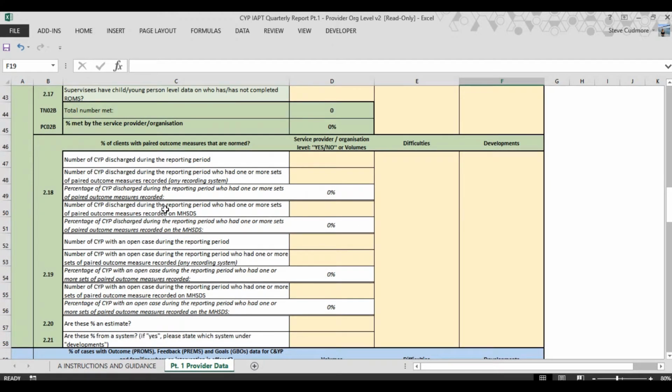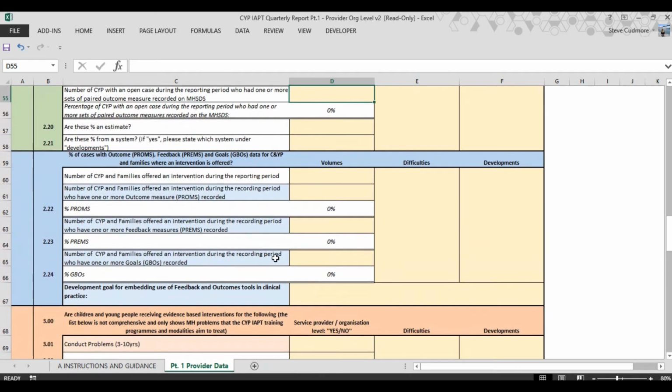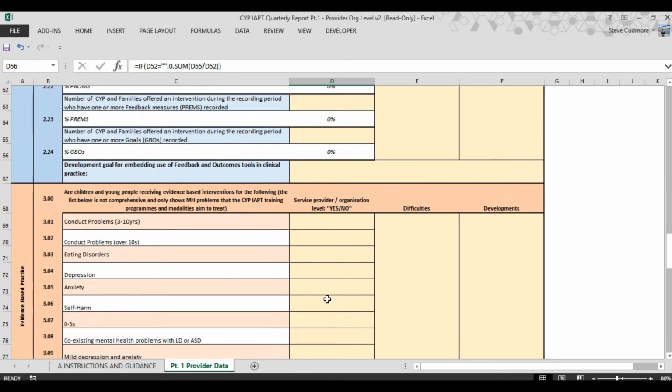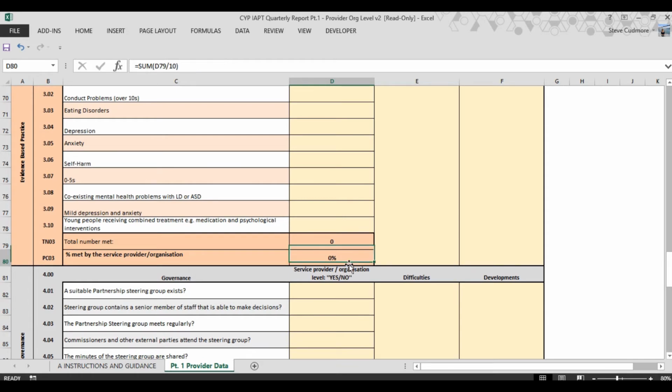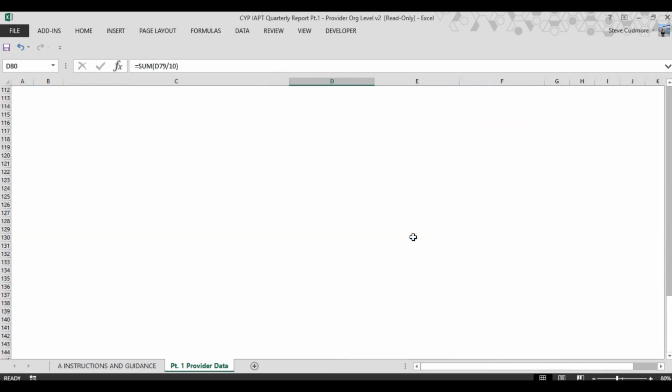The other number questions that you will come up against are associated with paired outcome measures, number of children and young people discharged, and those that have paired outcome measures recorded, and that's on any recording system, and the number of paired outcome measures that were recorded on the mental health services dataset. Okay, and so on and so forth, and those number questions are self-explanatory, and again all the percentages are worked out for you, all the total numbers met and everything else are worked out for you.